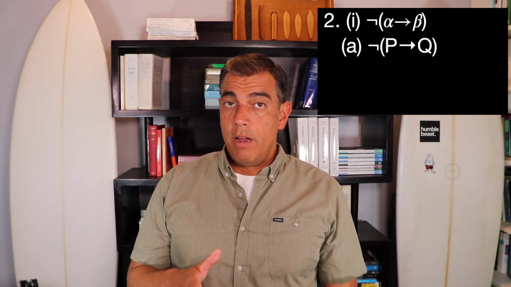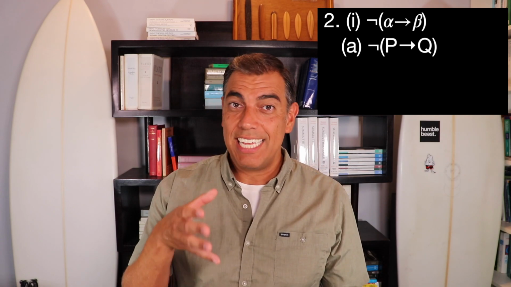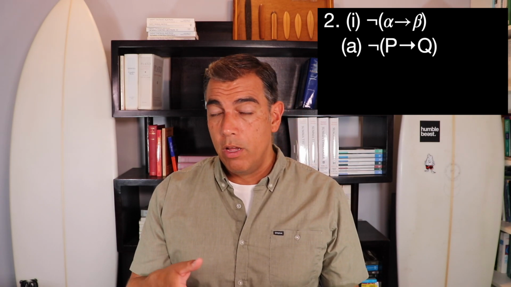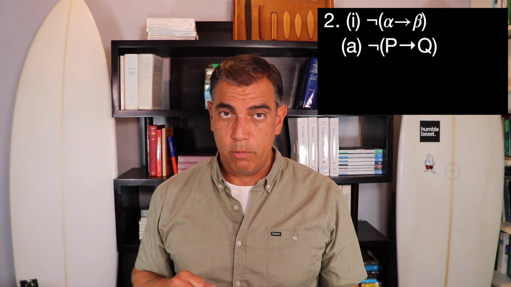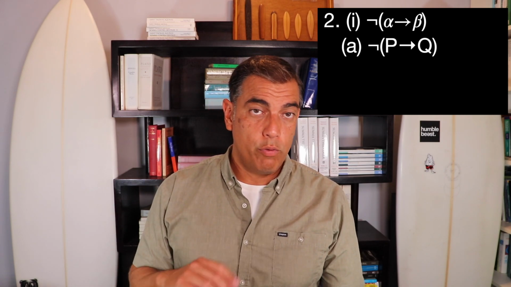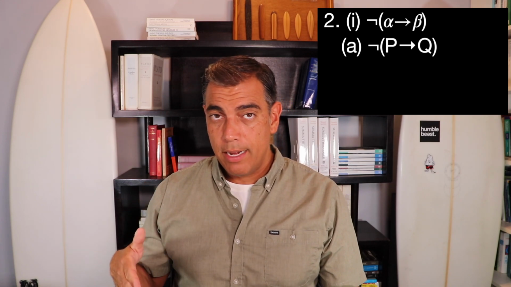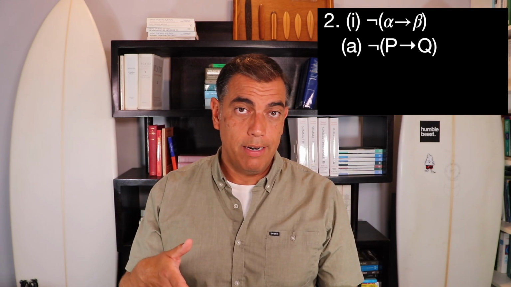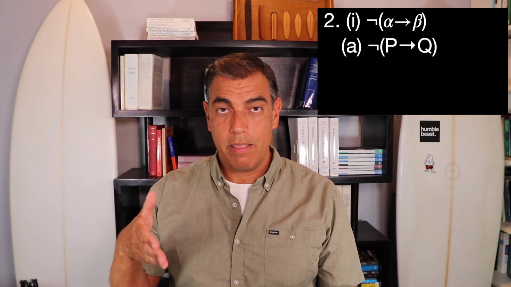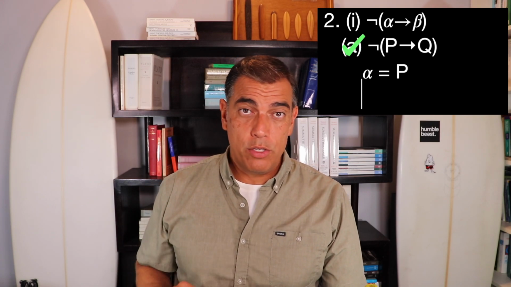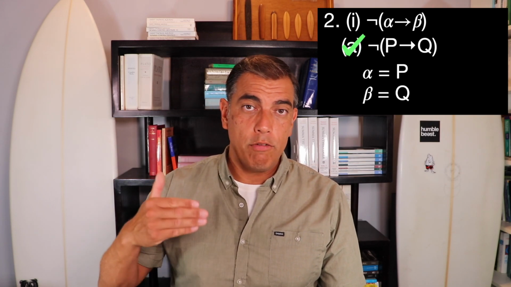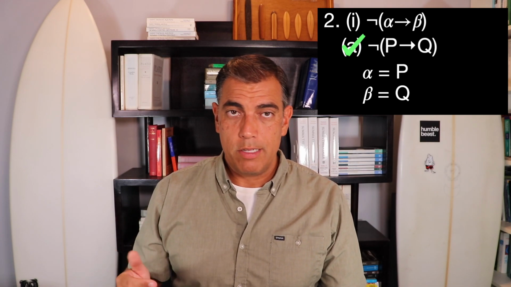Problem 2 here gives us logical forms and asks us whether the propositions below them are instances of that logical form. So our first logical form here is "not the case that if alpha then beta," and our first proposition here is "it's not the case that if P then Q." And sure enough, this is an instance of that logical form where P replaces alpha and Q replaces beta.